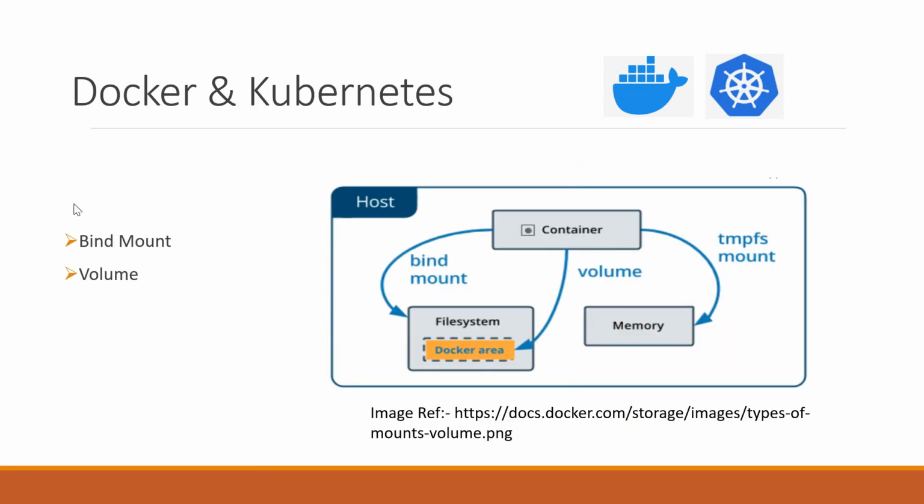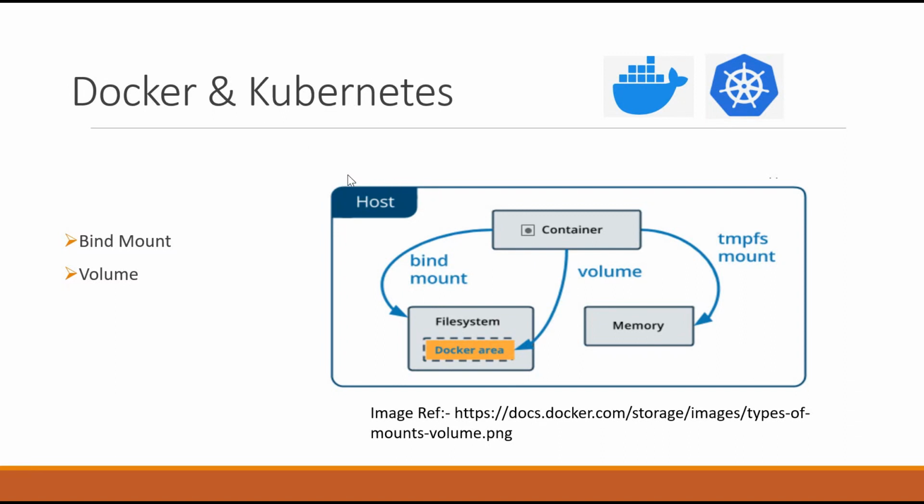For these two cases, we have two solutions. One is using bind mounts, and the second one is using Docker volumes. In this diagram, we can see that there is a host machine. In the host, there is a container running. Both the bind mount and volume can be used to share the data between container and host.